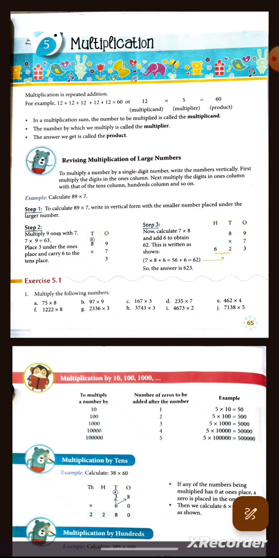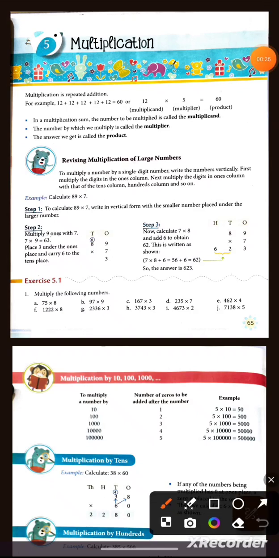We'll study chapter number 5, multiplication. So what is multiplication? Multiplication is also known as repeated addition. You can see here it is written: multiplication is known as repeated addition. It means if we add 12 five times, then it will become 60. And if we multiply 12 by 5, then also the answer will be 60. So instead of adding it 5 times, we will multiply it by 5 and it will become the answer, 60.